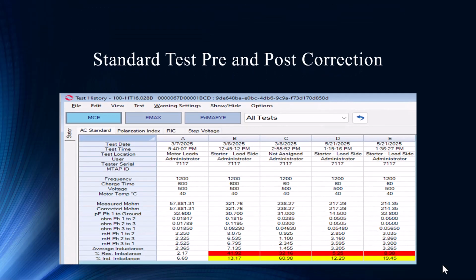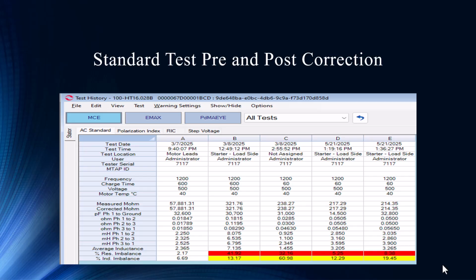Now here's the standard test, pre and post correction. We see the 41% resistive imbalance and 13% inductive imbalance, and we're testing from all over the place. At the motor leads, we know it's good. If we're just testing at the motor on March 7th, everything looks pretty good with the motor, so we know there's not a real issue with this motor. However, when you're going from the MCC, you can see we have some issues. If there's ever a reason that we say red is bad, this is it.